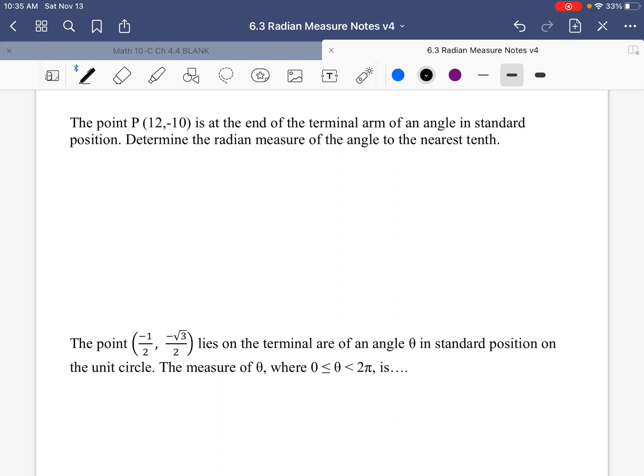Now, the other thing they're going to ask you to do, calculate radian measure of an angle. So, here's a typical question. The point P, 12 comma minus 10, is at the end of the terminal arm of an angle in standard position. Determine the radian measure of the angle to the nearest degree.